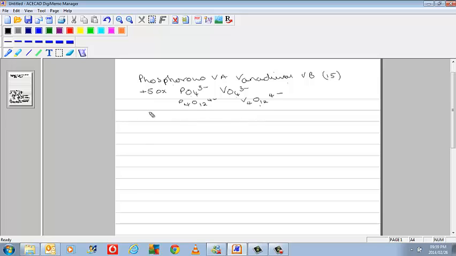Sulfur and chromium are the next. Sulfur is in group 6A, and chromium in 6B, or otherwise known as group 16. Even the physical properties of some of these compounds are similar. The oxochlorides, sulfuryl chloride and chromyl chloride, are very similar.